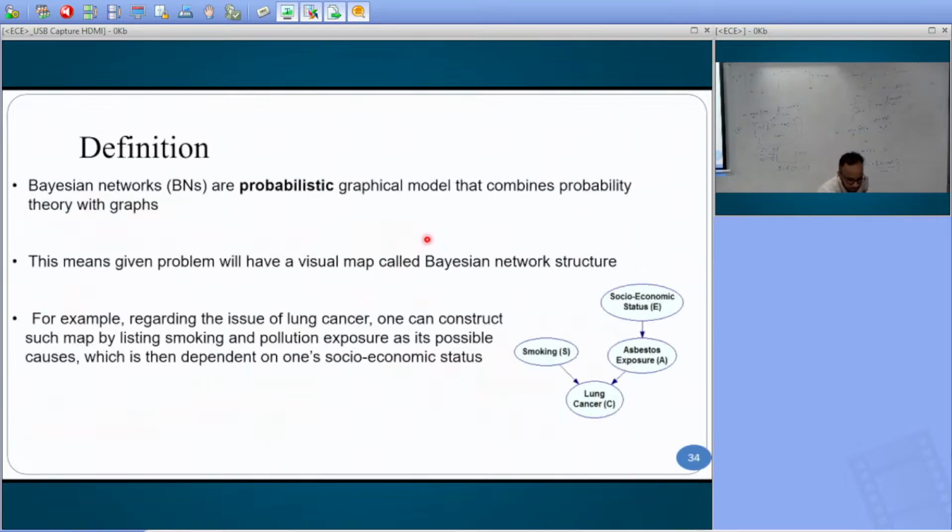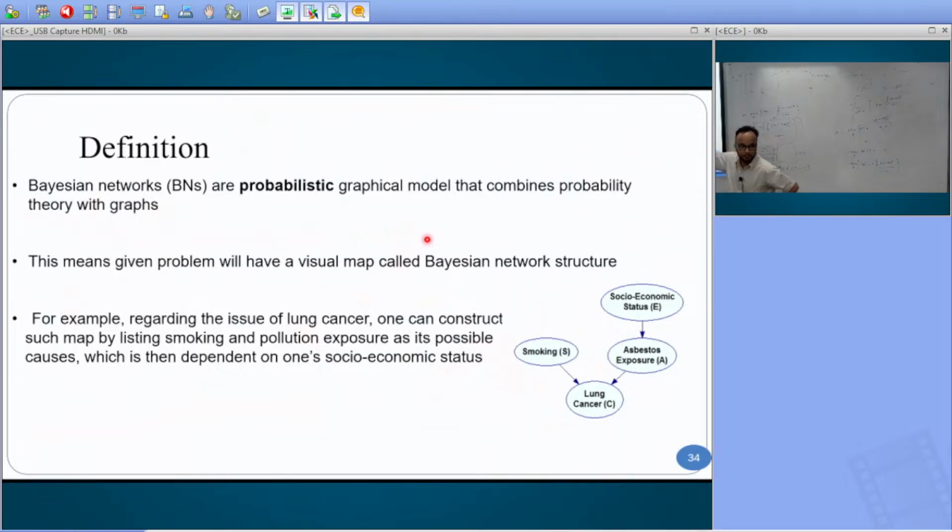Okay. So here you can see one example. Let's suppose your output is lung cancer, and you have several input variables. Can I come up with a graphical representation of it? And if I get a graphical representation, then I can get the uncertainty associated with it.